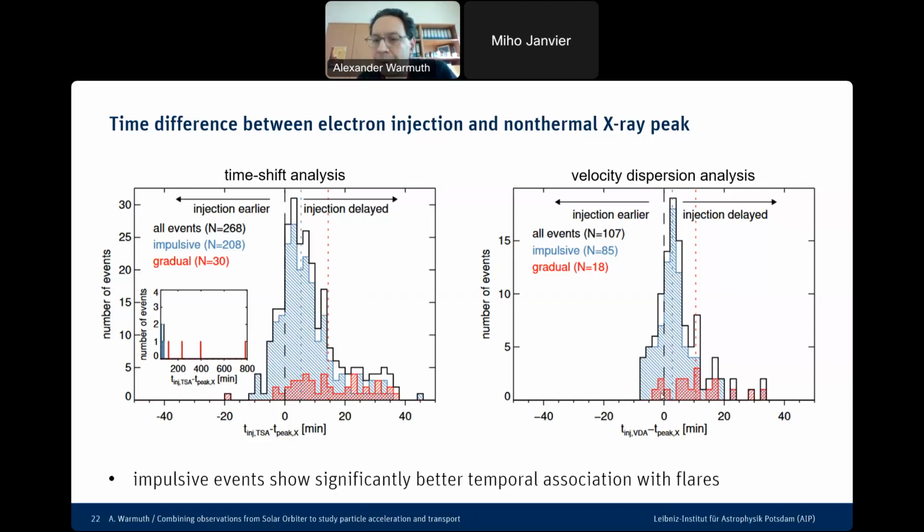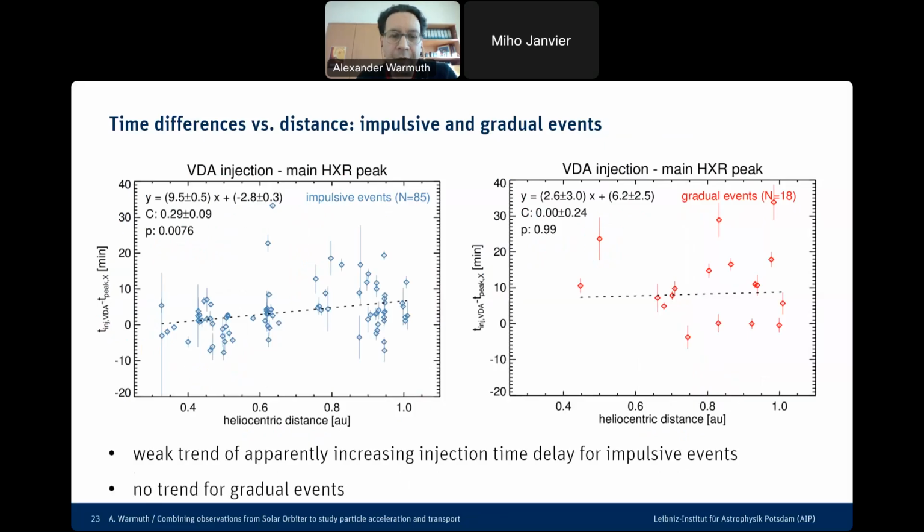We don't have those outliers, but again, the impulsive events are significantly better associated in time with the flare than the gradual events, which could again mean that the gradual events are actually not flare related. So studies like these have been performed before, but now what we can do with Solar Orbiter for the first time is to look into those time delays as a function of distance from the sun, since we're sampling those events between 0.3 and 1 AU.